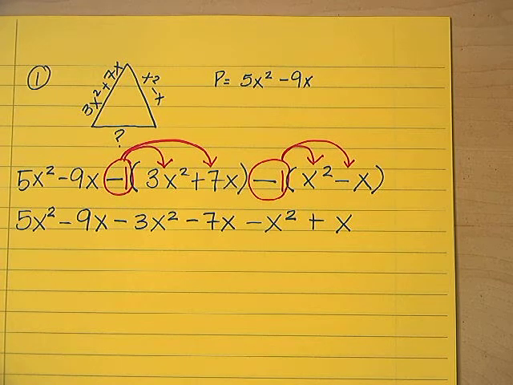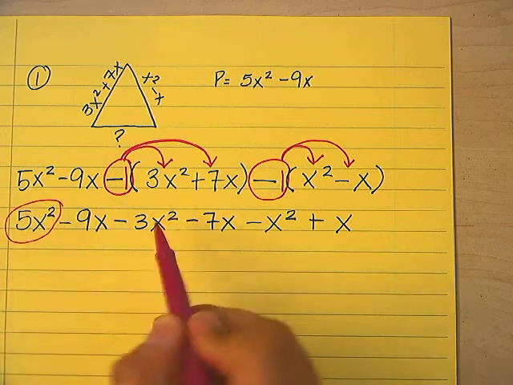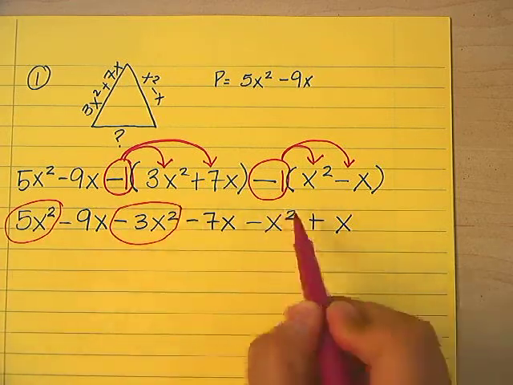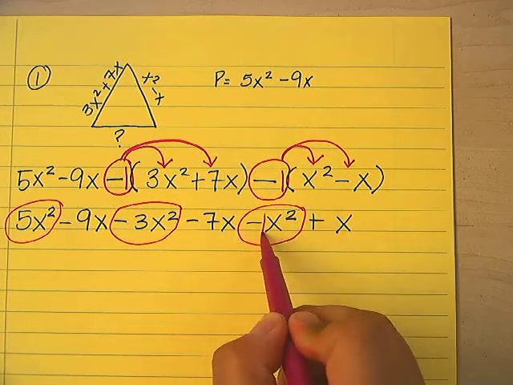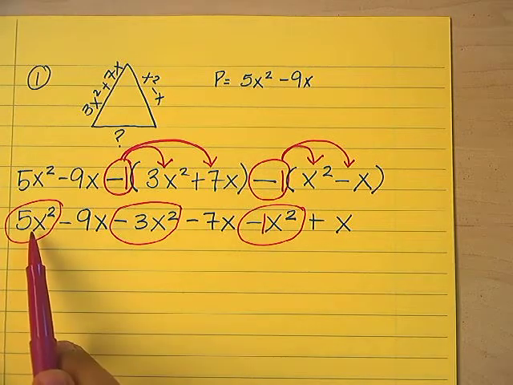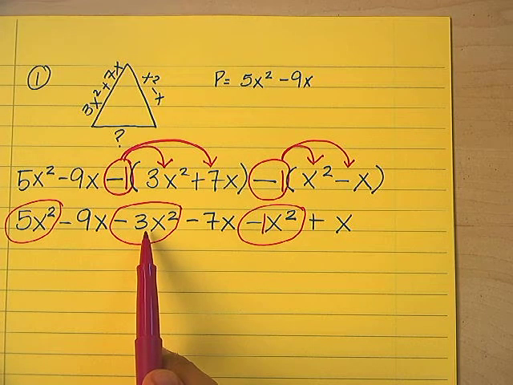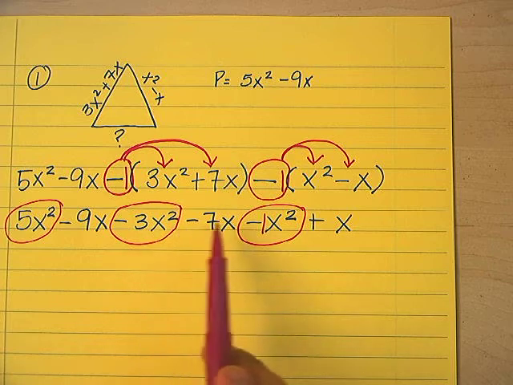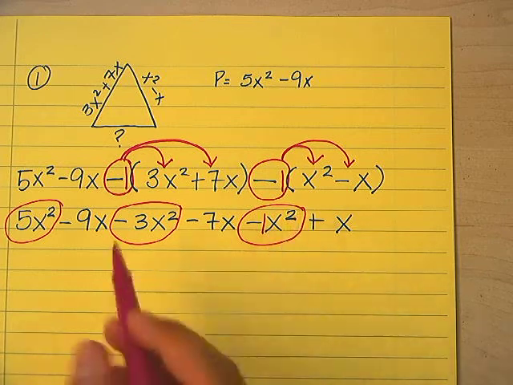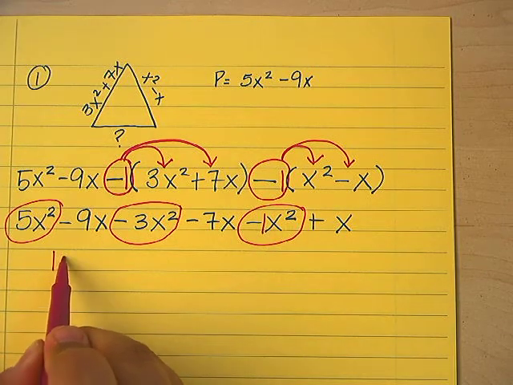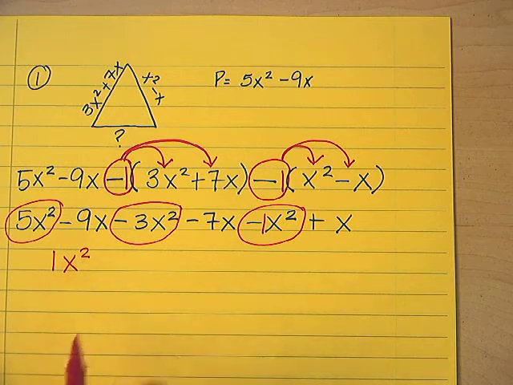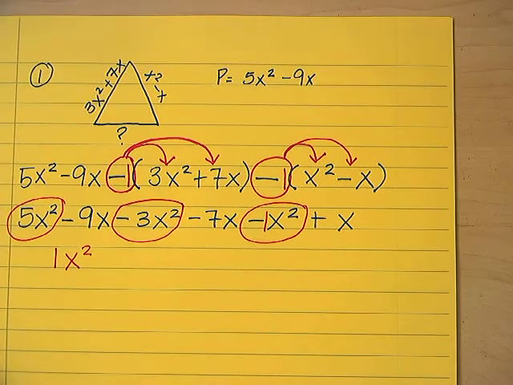So what I have to do is find all of the like terms. And so my like terms are going to be 5x squared, negative 3x squared, and negative 1x squared. So 5 minus 3x squared gives you 2x squared, and 2x squared minus 1x squared will give you just 1. So that turns out to be 1x squared.